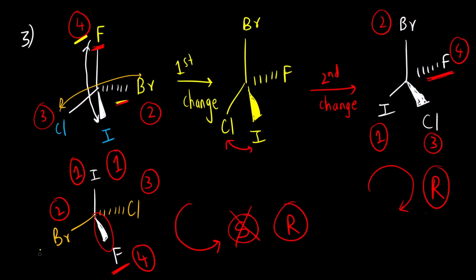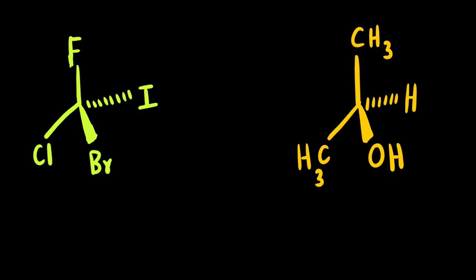So wherever you bring the fourth priority, accordingly you have to use the rule. If you bring it at the dash bond, you have to use rule number 3. If you bring it on the wedge bond, then you will use rule number 4. So you can see the answer we got by both the methods is R. Now what we are going to do is solve these questions.